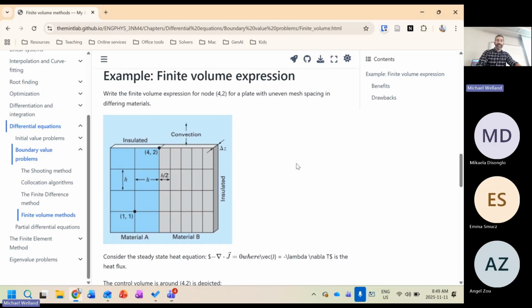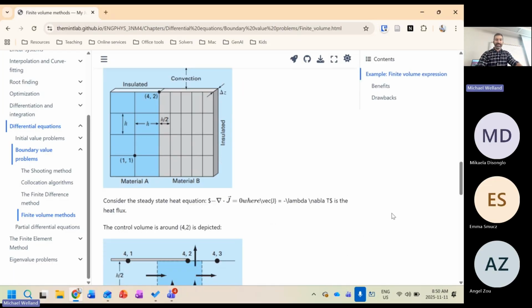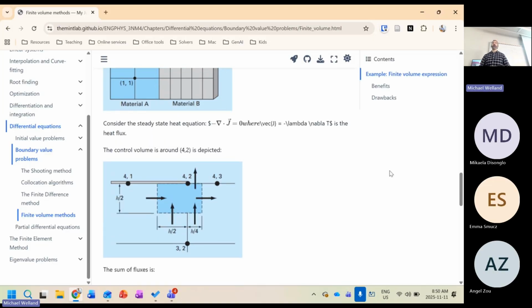Okay, we're going to consider the steady state heat equation. Negative divergence of flux is 0 everywhere, and we're going to say that the flux is lambda thermoconductivity. Yeah, sorry, this didn't format correctly. Grad T, and let's draw our control volume.